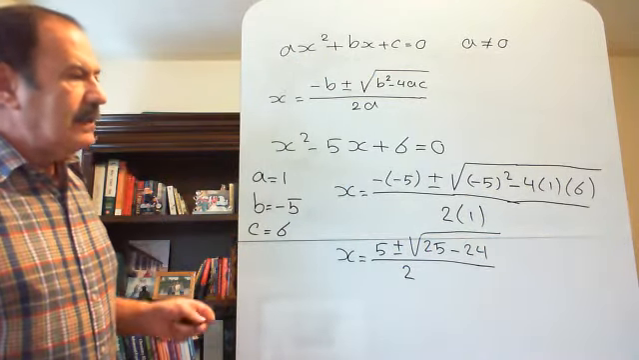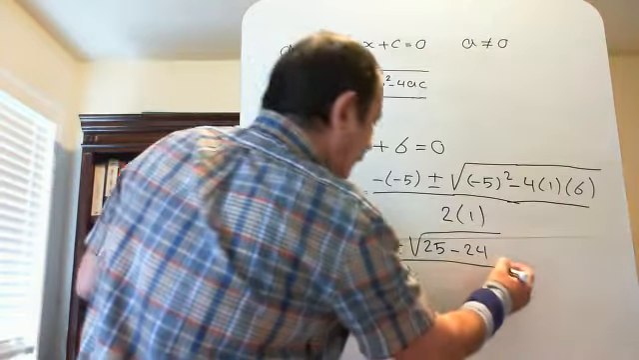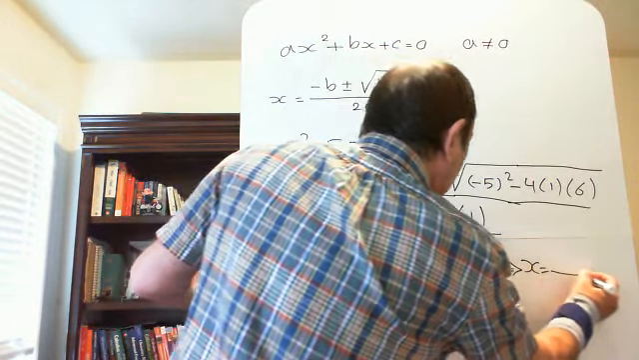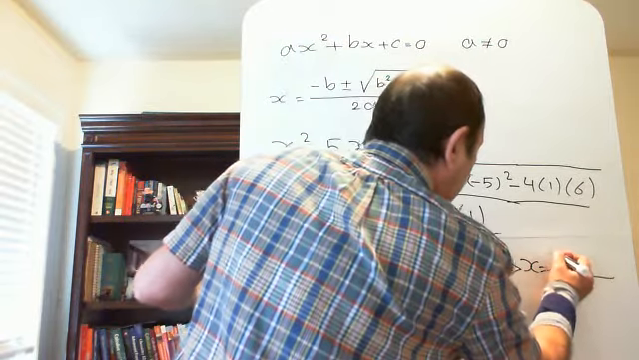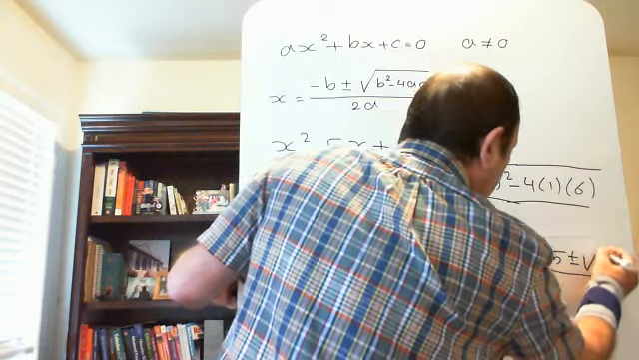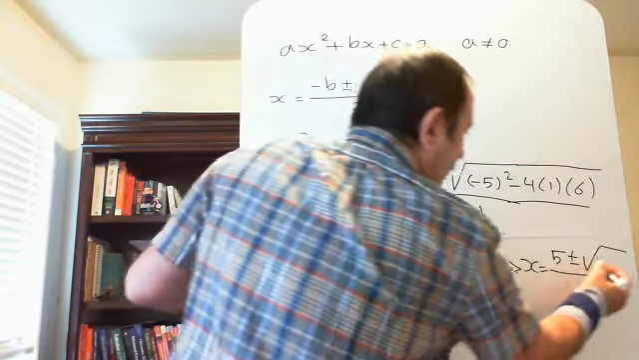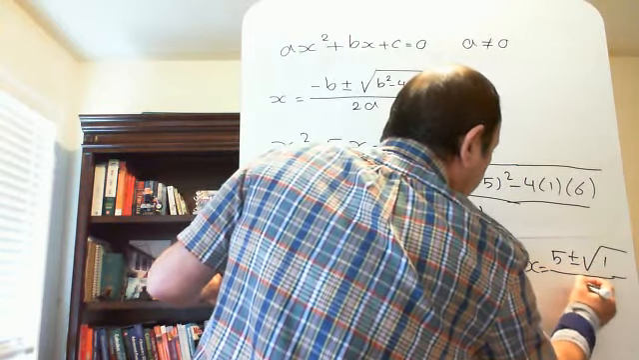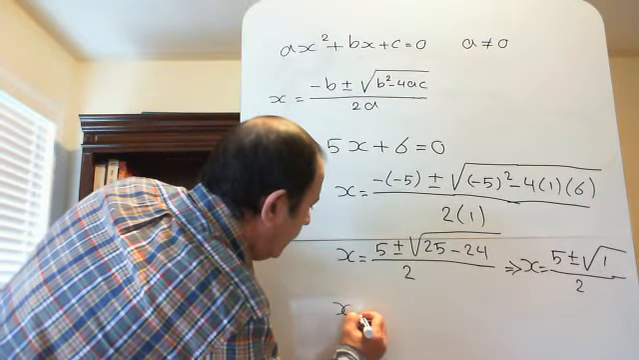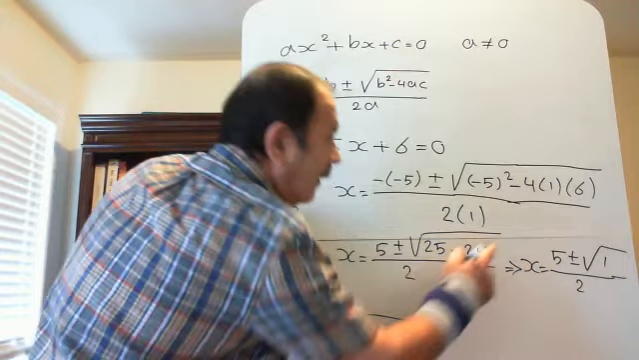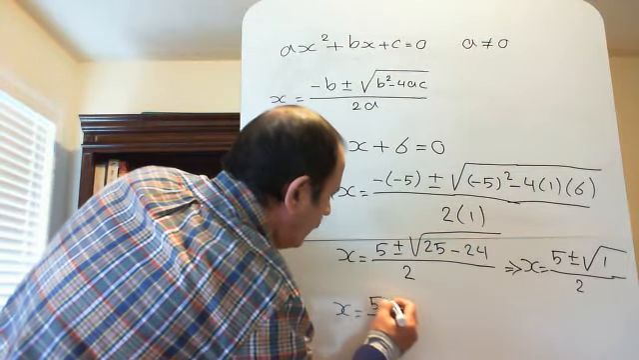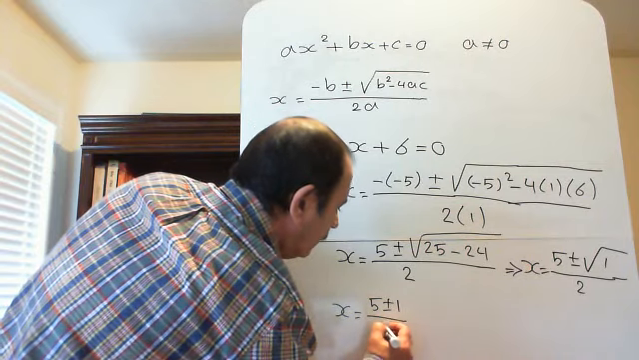Okay? Now, simplifying one more step. x is going to be 5 plus or minus the square root of 25 minus 24, which is 1, over 2. Okay? And one more step. x is going to be, the square root of 1 is going to be 1, 5 plus or minus 1 over 2.